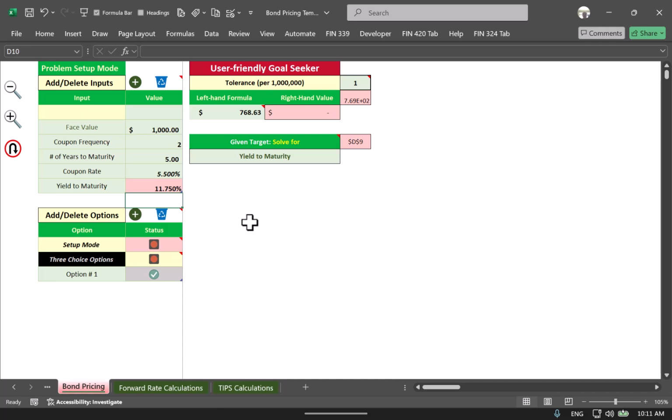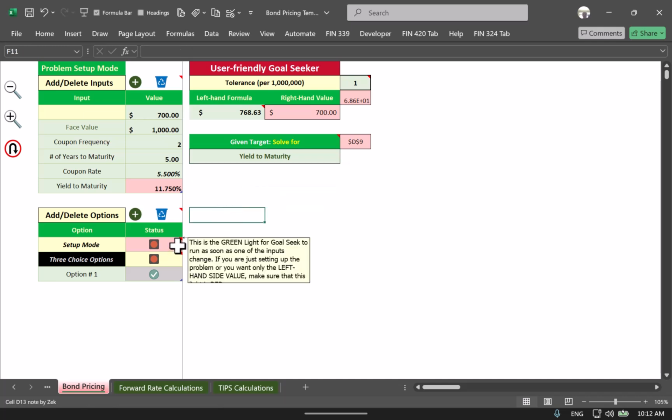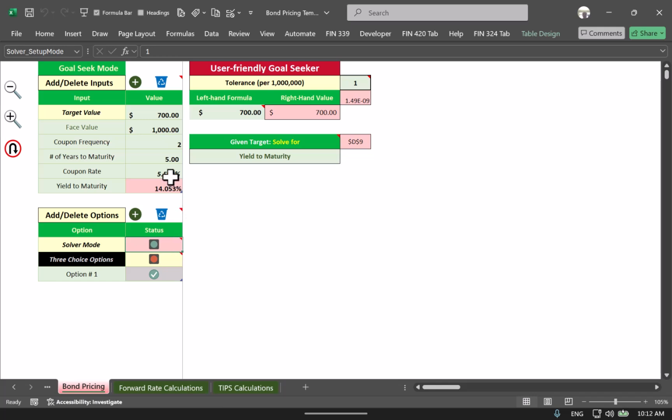If you want to use this template just for valuation, make sure that the setup mode is the red light. But if you want to do other stuff, for example, if I tell you that price is going to go down to 700, and you want to figure out what is the implied yield to maturity on that. First, change your unknown to yield to maturity. It was already there. Then double click on the setup mode and it automatically solves it for you.